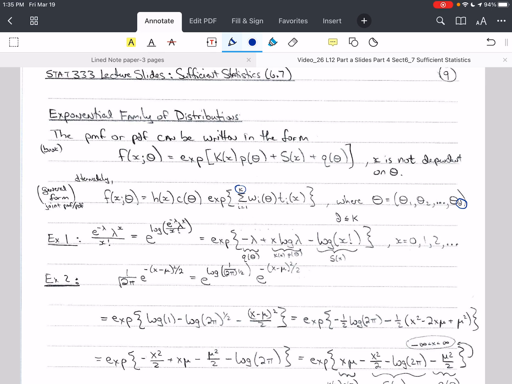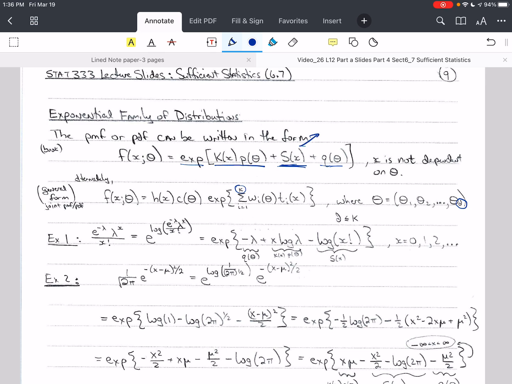So this includes distributions like the binomial, the Poisson, the normal, the gamma. Not the beta though, because beta doesn't have an e in there. So we have several distributions, many of them can be written in this form. What we have is a product of a function of x times a function of theta in the exponent of e, plus a function of x only, plus a function of theta only. And x is not dependent on theta.